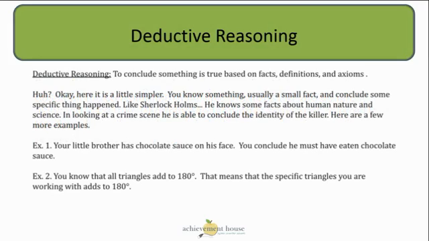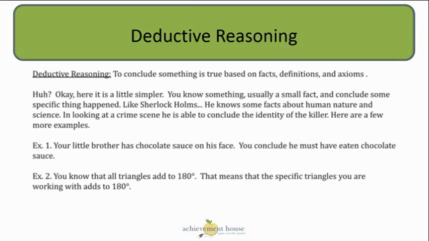So to sum that last one up, which was confusing, deductive reasoning is to conclude something is true based on facts, definitions, and axioms. Okay, you know something, usually a small fact, and conclude some specific thing happened, like Sherlock Holmes, or any other detective. You know some facts about human nature and science, and you look at a crime scene and find other things, and from there you use those facts and you logically deduce to a conclusion where you can identify what happened and who did it.